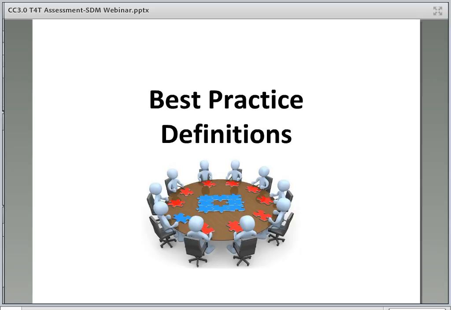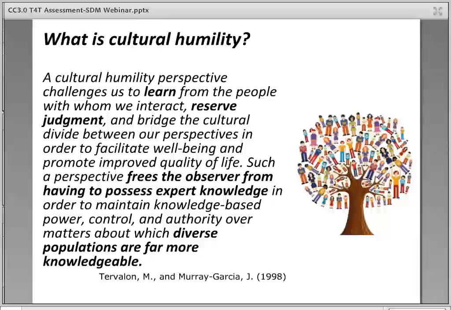Now let's review some best practice definitions. Cultural humility. Cultural humility involves a humble approach to working with families and demonstrating a belief that families are the experts of their unique qualities and characteristics. This is a key component of building strong relationships with families using a non-judgmental, open-minded, and humble approach, and treating families as experts about their own lives. Please refer to the Core Cultural Humility T4T recorded webinar for additional information.